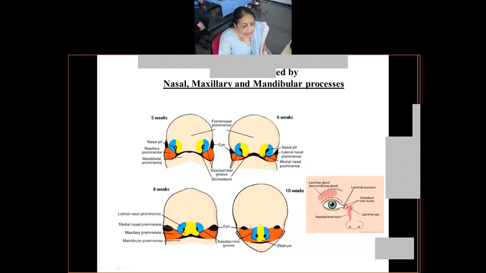And you can see that here is the groove between the lateral nasal process and the maxillary process, known as the nasolacrimal groove. Deep to the nasolacrimal groove, there will be an ectodermal thickening. Later on, that ectodermal thickening is recanalized. It will disappear and there will be a canal, known as the nasolacrimal duct or nasolacrimal canal. The upper part of the nasolacrimal duct is dilated and will form the lacrimal sac. Okay, is it clear?